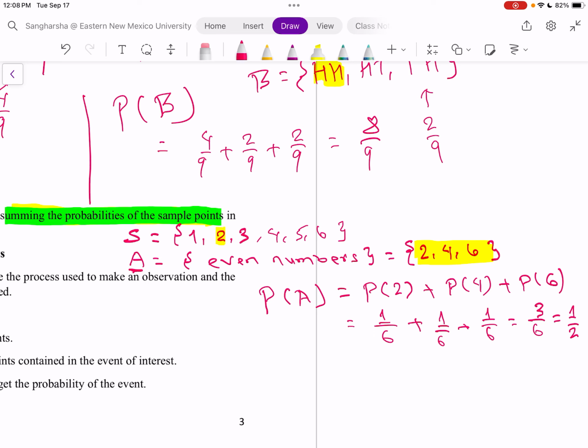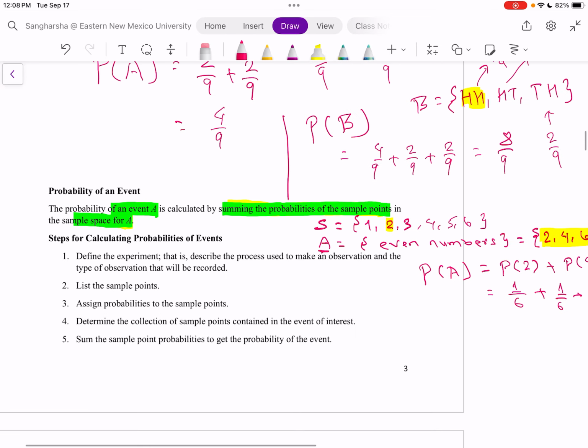Whenever we are interested in finding the probability of an event, we list the sample points in that specific event. We find the probability of each sample point in that event and we find the sum of those probabilities. That gives us the probability of the event.